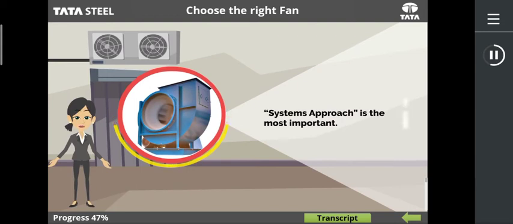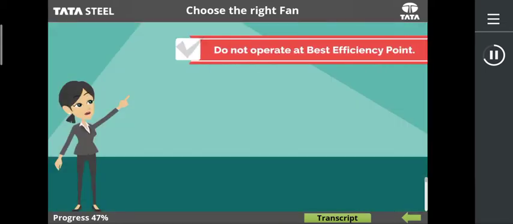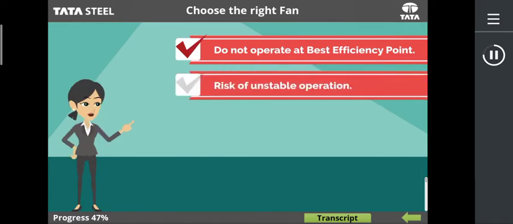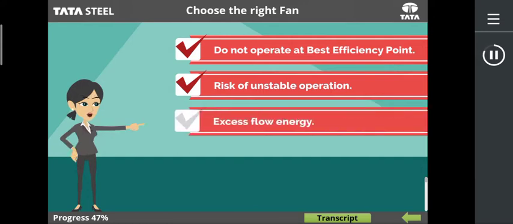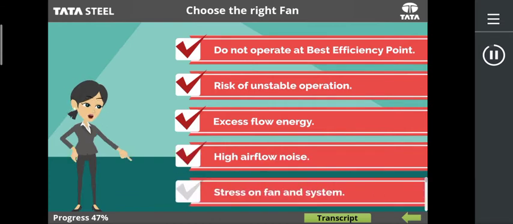Systems approach is the most important. Avoid buying oversized fans due to the following reasons. Do not operate at best efficiency point. Risk of unstable operation. Excess flow energy. High airflow noise. Stress on fan and system.